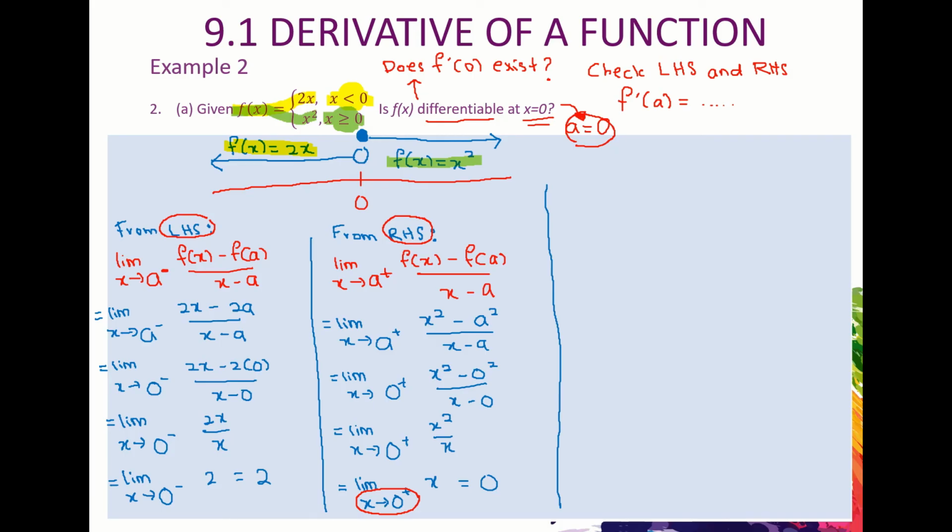Now, by comparing the two answers, we can see that the left hand side is not equal to the right hand side. Therefore, the final answer should be limit x approaches 0 from the left hand side, f(x) minus f(0) divided by x minus 0 is not equal to limit x approaches 0 from the right hand side, f(x) minus f(0) divided by x minus 0.